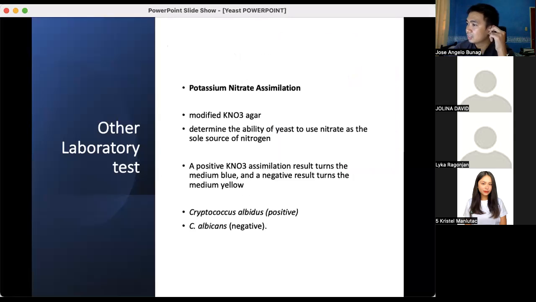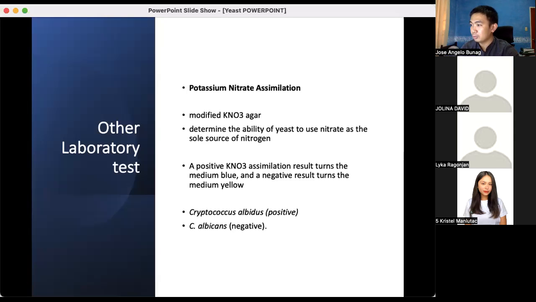Another test. We have mentioned this earlier, but this is used for your Cryptococcus, the potassium nitrate test. I have mentioned this earlier. Baka naligaw lang yung slide. Na-mention na natin to kanina, if I'm not mistaken. Your potassium nitrate assimilation detects the ability of the yeast to use nitrate as the sole source of nitrogen. Positive natin blue, negative po natin yellow.